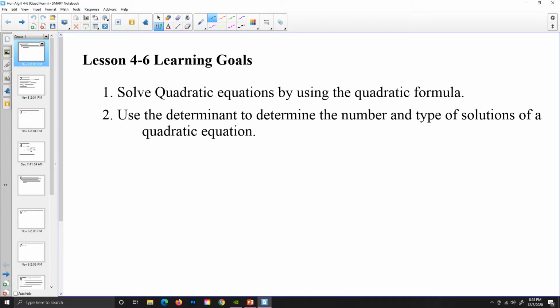In the last lesson, we learned about completing the square. Completing the square is a fairly arduous process, and we want to simplify that. So what we're going to do today is develop a formula that takes the values for a, b, and c, plugs them into the formula, and solves the quadratic equation for us. Now, how are we going to do that?